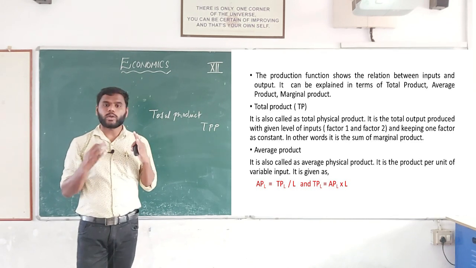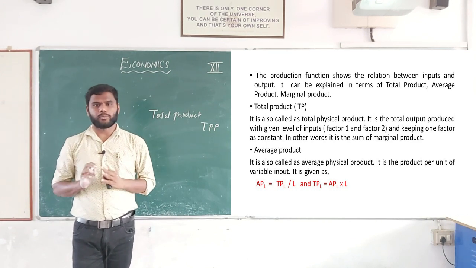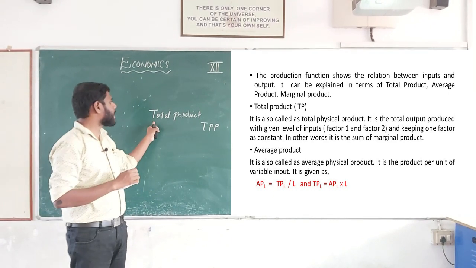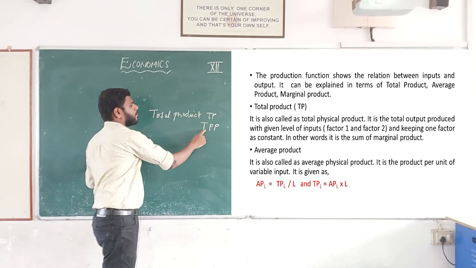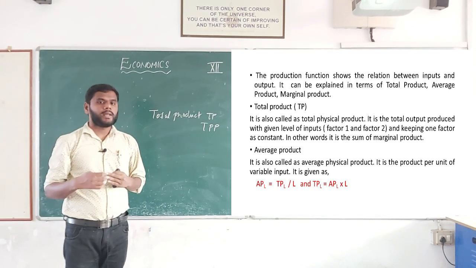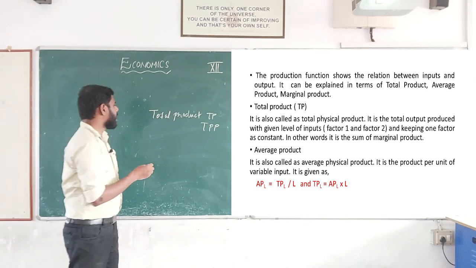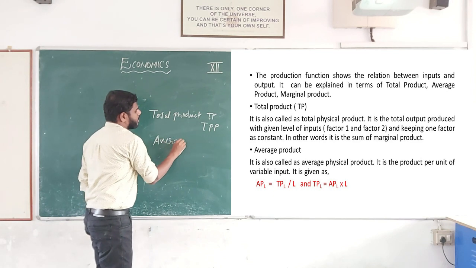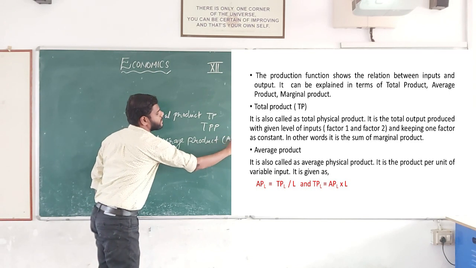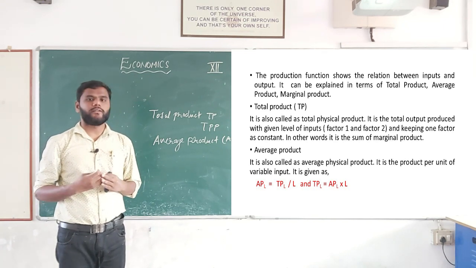And here what do you mean by total product? Total product is the total output that is produced by using input. ഇൻപുട്ട് use ചെയ്തുകൊണ്ട് എത്രമാത്രം ഔട്ട്പുട്ട് ഉണ്ടാക്കുന്നു എന്നുള്ളതാണ് ടോട്ടൽ പ്രൊഡക്റ്റ് എന്ന് പറയുന്നത്. It is denoted as TP or TPP. Okay. The next one is average product. It is also called average physical product, that is APP, and it is the product per unit of variable input.